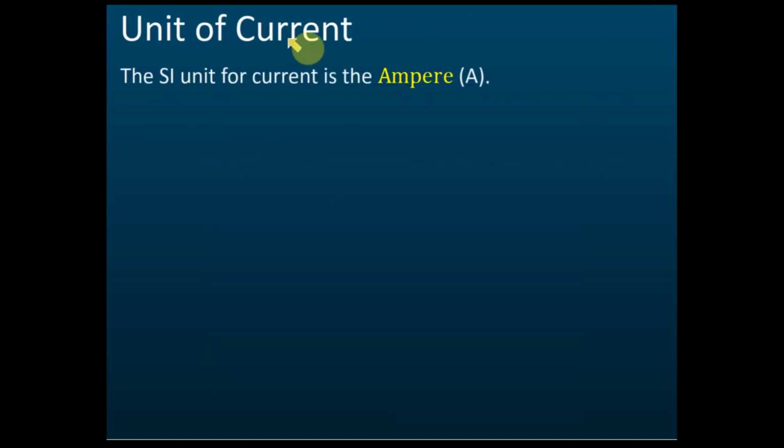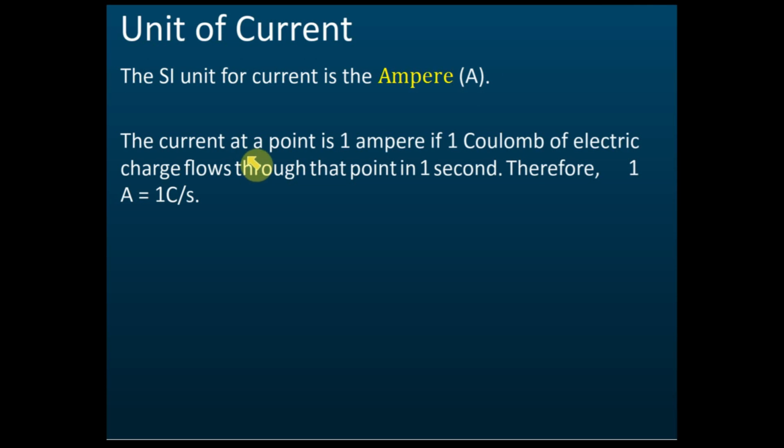Okay, unit of current. The SI unit of current is the ampere, denoted by the symbol A. But what is an ampere? Just now, we learned that current is given by the formula I = Q/T, right? I is current, Q is the amount of charge, and T is the time taken. So current is a measure of how much charge flows in 1 unit of time.